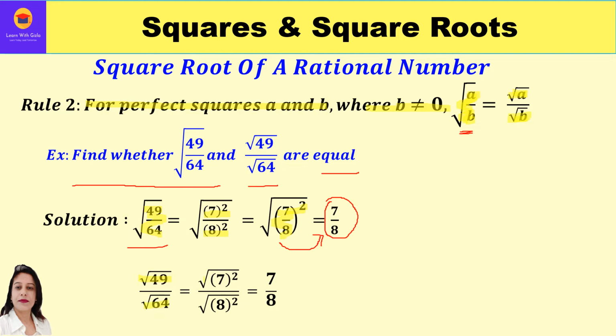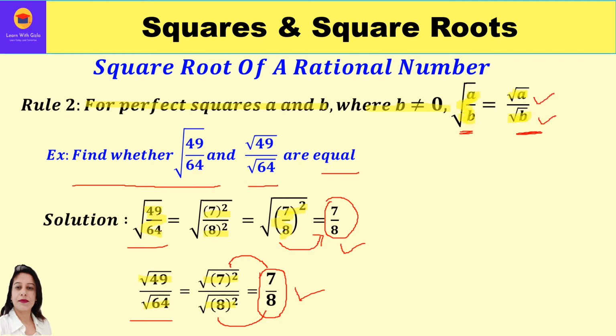So we can write root of 7 square upon root of 8 square. Now take out one of the factors. From 7 square we have taken 7, from 8 square we have taken 8, and so this 7 by 8 is the square root of the given number. Now if you observe, the left hand side is equal to right hand side, hence it is clear that this root 2 is satisfied and therefore this division can be split into two parts, right?